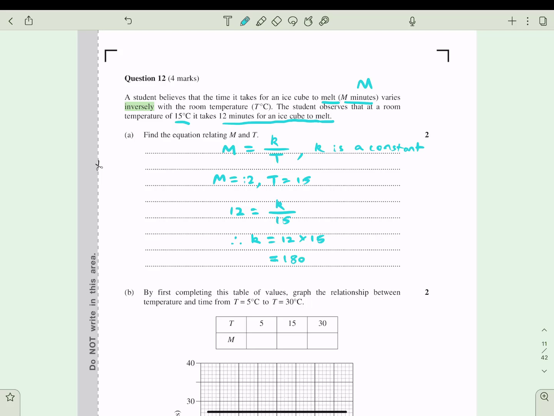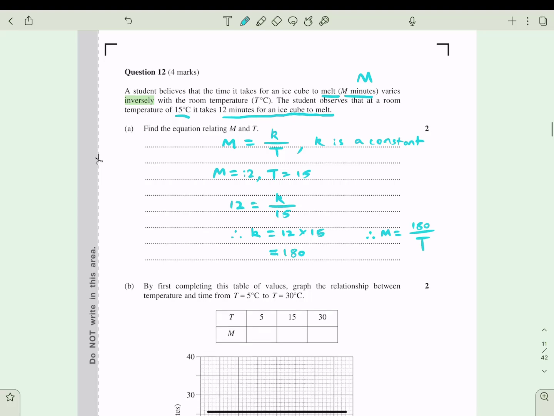So now that we found the value of k, remember you still need to complete your last line. What is the equation relating m and t? The last line should therefore be m is equal to 180 over t, and that should be it.